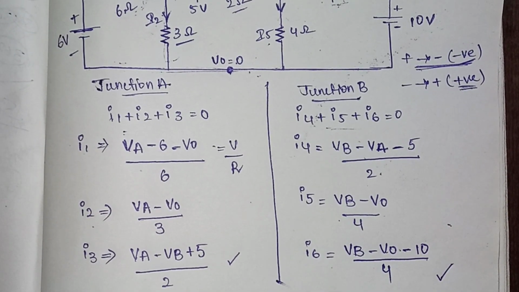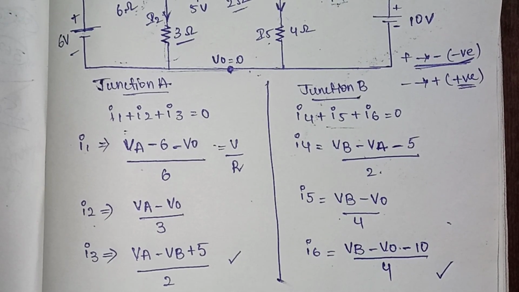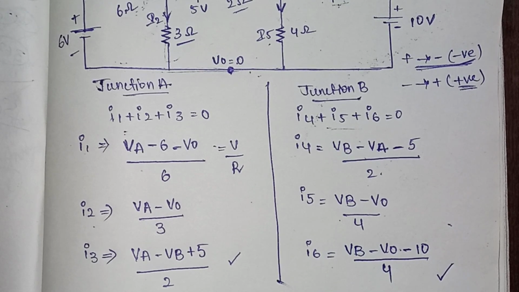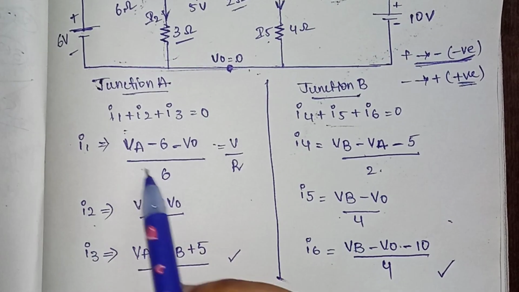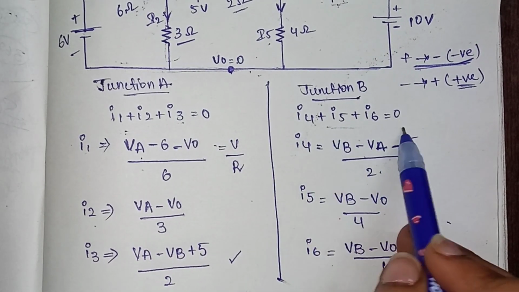It's very easy if you are following the directions of the current properly. Now let us find out the KCL equation. So how you will find out the KCL equation for junction A and junction B? You will substitute I1, I2, I3 in these equations and I4, I5, I6 in this equation. Let's see.